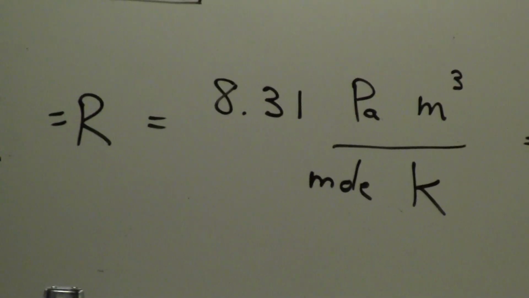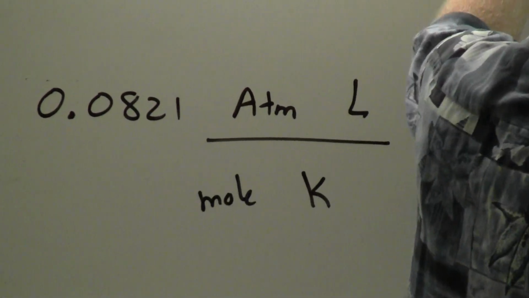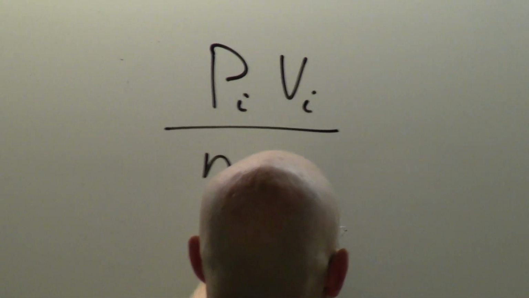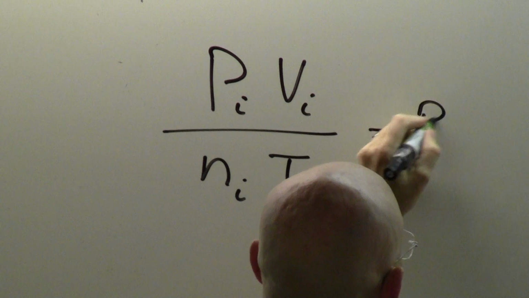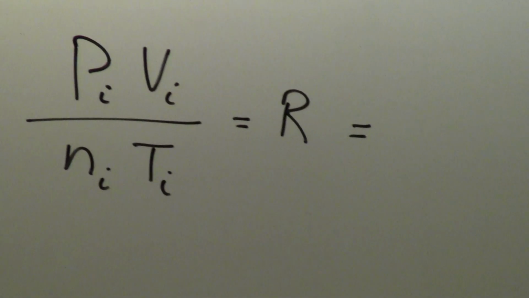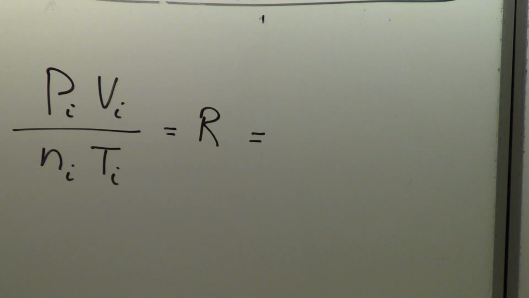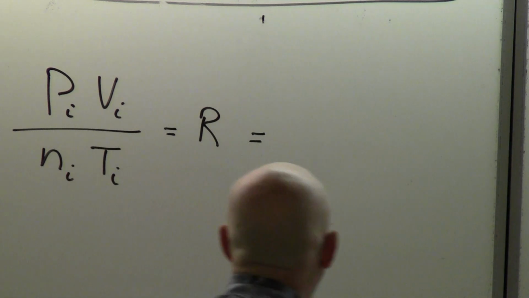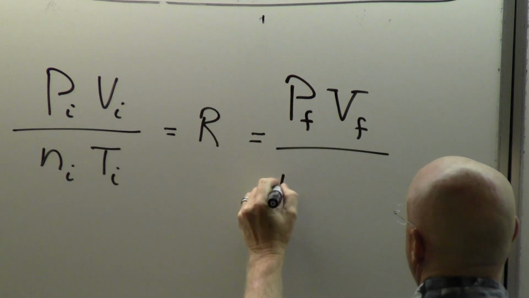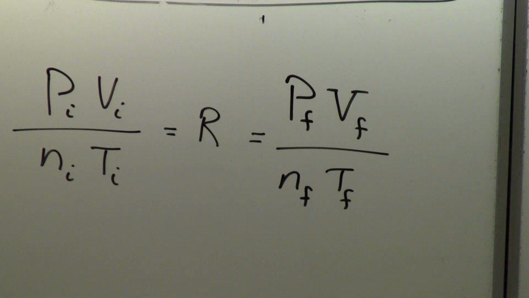I'll give you even a better way. Here's what I like to do. I like to say, okay, I start off with some initial pressure and some initial volume with an initial number of molecules at an initial temperature that is equal to R. And then I do something with it. Maybe I change the volume, maybe I change the temperature, maybe both, maybe the number of atoms. But that new pressure, so I'll say final pressure, that final volume, that final number of molecules, and that final temperature must equal the same R.